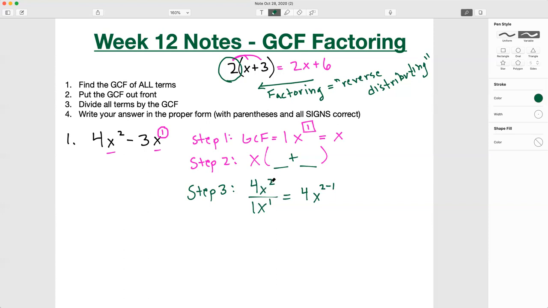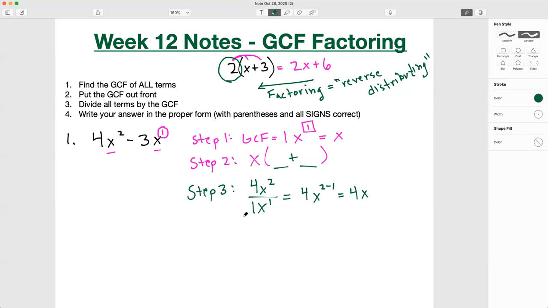So this is a base, this is an exponent. Whenever you have the same base, you have one divided by the other, you can take the exponent of the numerator and subtract it, or actually take the exponent of the denominator, subtract it from the numerator. Okay, so then 2 minus 1, that is 4x to the 1, or just 4x.